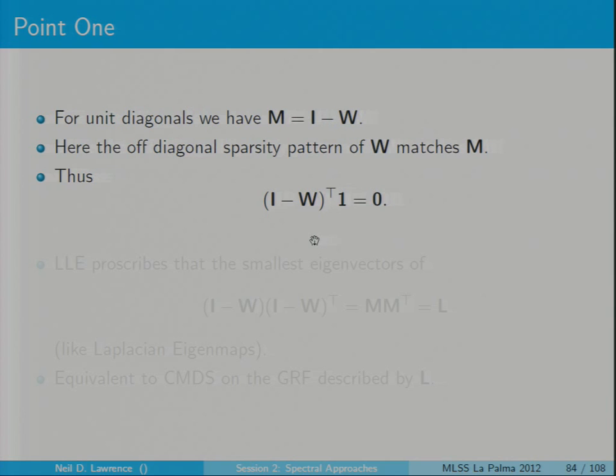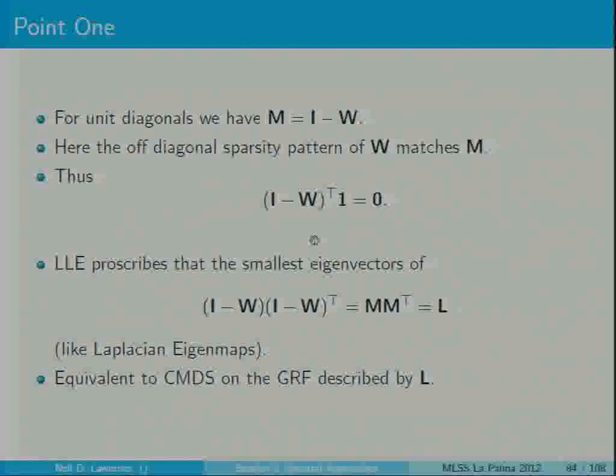So the proof of that, quickly sketched, is that for our unit diagonals, we have M is I minus W. That's the form that you get in locally linear embedding. And the off-diagonal sparsity of W matches M. So you end up with that being true, which is true in LLE as well. And LLE says that you should look for the smallest eigenvectors of this guy, which is equal to our Laplacian. So that's exactly the same as what we'd suggest to do for classical multidimensional scaling. And it's like Laplacian eigenmaps as well.